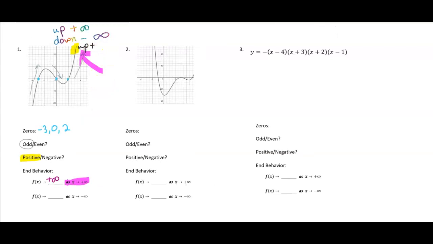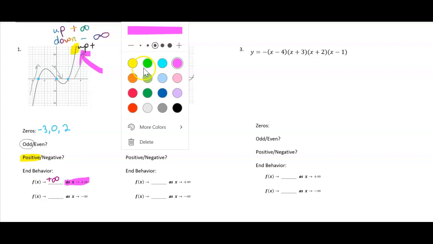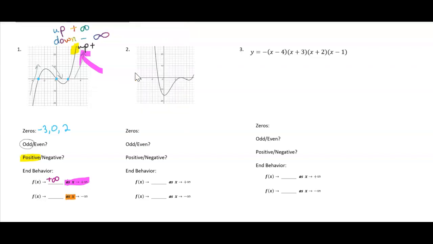And then now, the next one I think I did was orange. And then here, that's the left. So I look at the left arrow, and the left arrow is going down, so that's negative infinity.